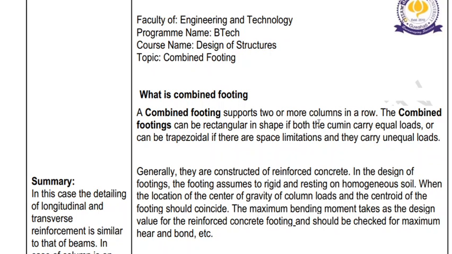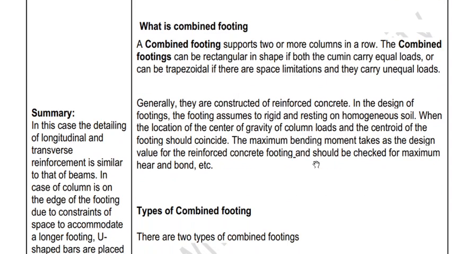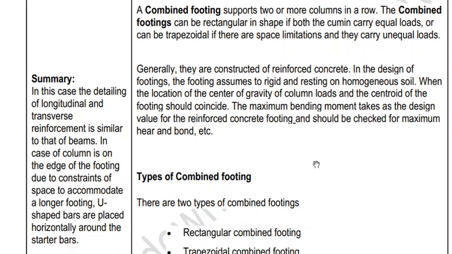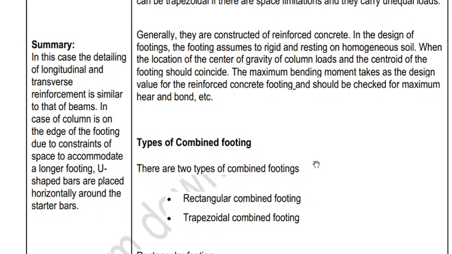What is combined footing? Basically, a combined footing supports two or more columns in a row. The combined footings can be rectangular in shape if both the columns carry equal loads, or can be trapezoidal if there is variation in the loads. Generally, for the columns which carry the maximum load, the rectangular shape would be more suitable. Generally they are constructed of reinforced concrete.